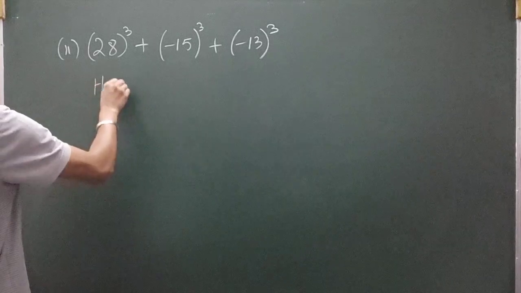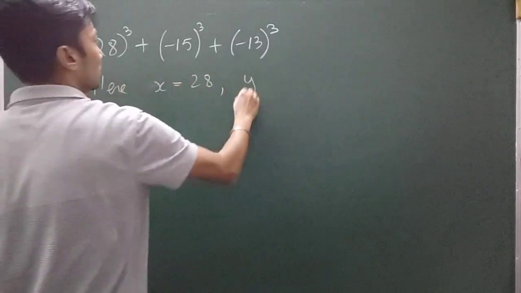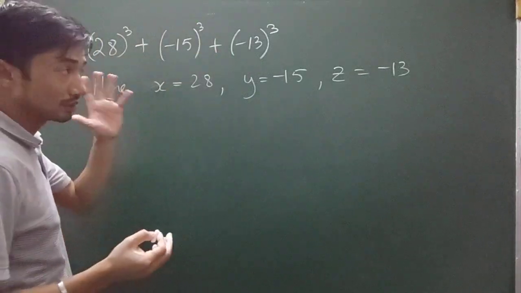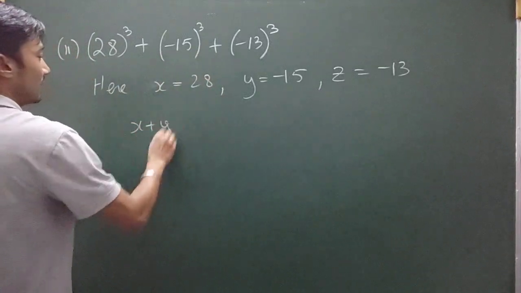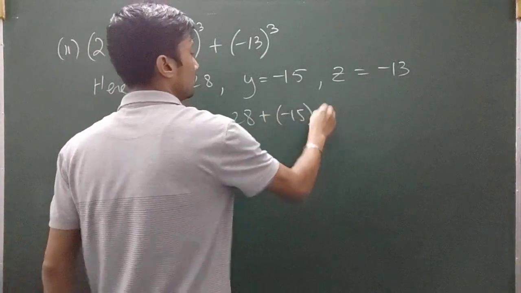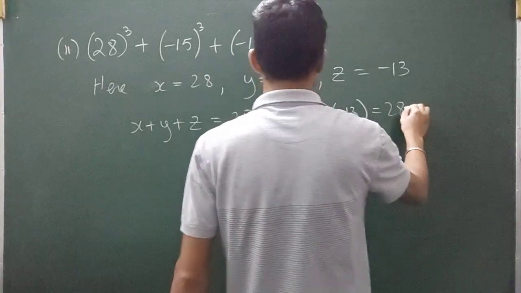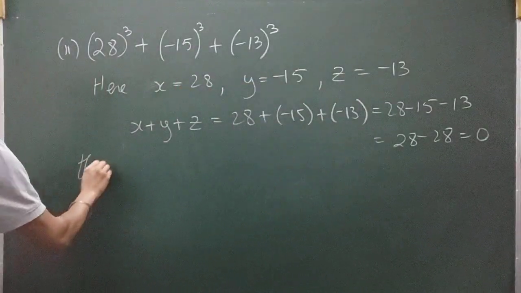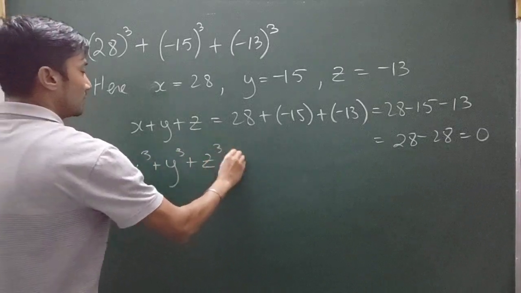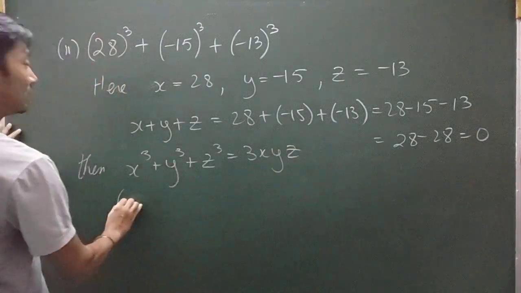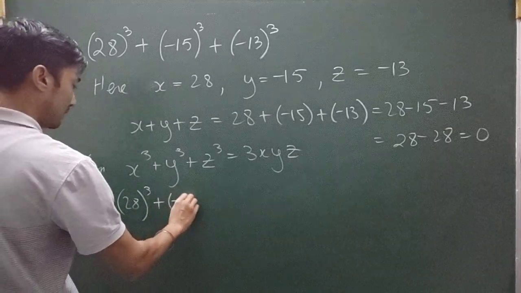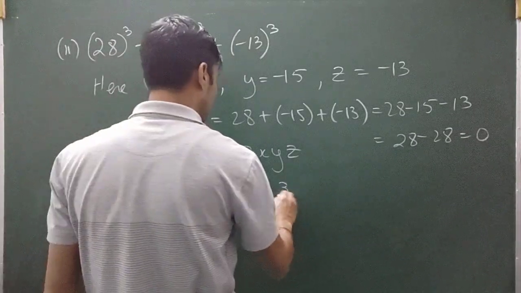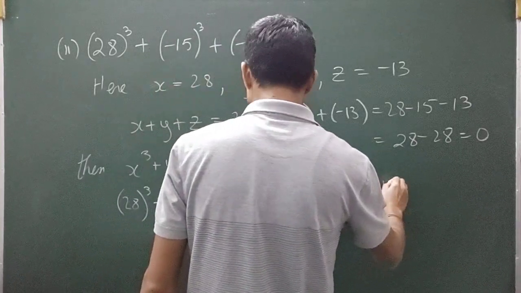So, same process here. Now, let x be 28, y is minus 15, z is minus 13. We are checking. Of course, you can mentally calculate also, and then you will get to know. Those who are strong in numbers can easily get to know that. 28 plus minus 15 plus minus 13. So 28 minus 15 minus 13. 15 plus 13 is 28, 28 minus 28. How much? 0. So in that case, x cube plus y cube plus z cube can be easily approached as 3 into x into y into z. What is x? 28 cube plus y, minus 15 cube plus z, minus 13 cube. Without calculating the cubes, its value is 3 into 28 into minus 15 into minus 13.